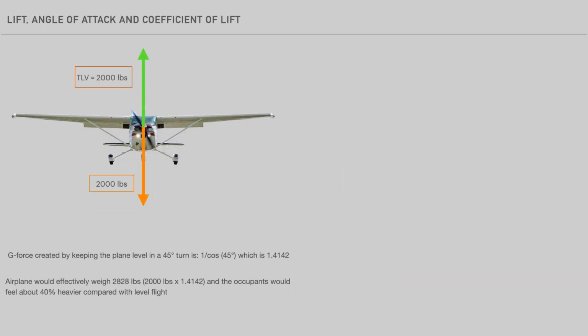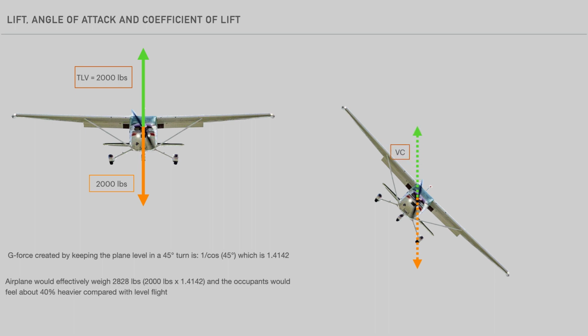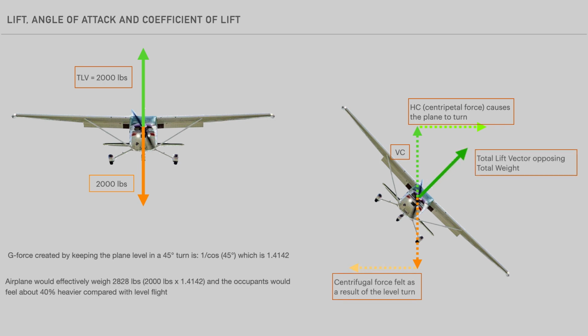In a level 45-degree turn, the g-force created is given as 1 over cosine 45, which is 1.4142. Therefore, in a 45-degree bank, the plane would effectively weigh 2,828 pounds, and the occupants would feel about 40% heavier compared with level flight. This G-loading results from applying back pressure to the yoke to increase the angle of attack in order to produce the necessary coefficient of lift to oppose this heavier flight condition.